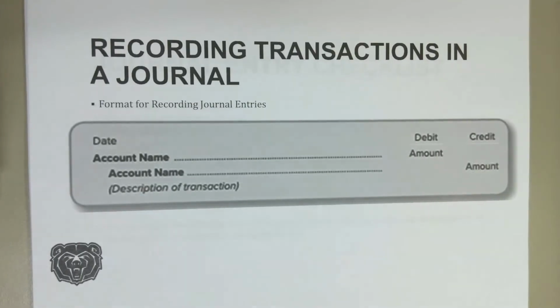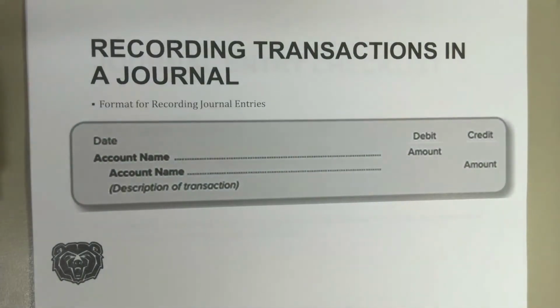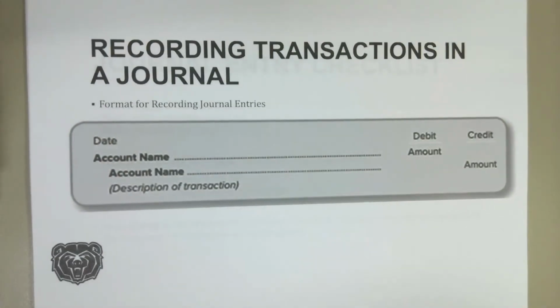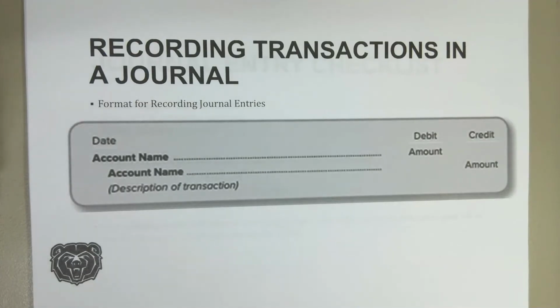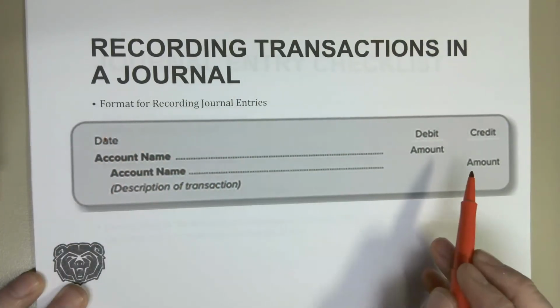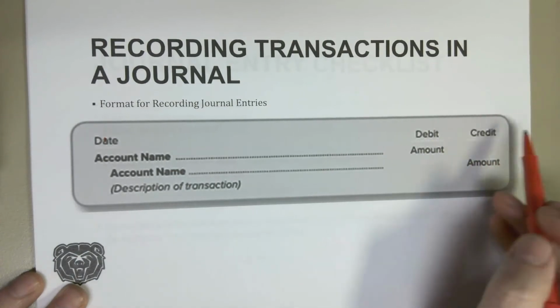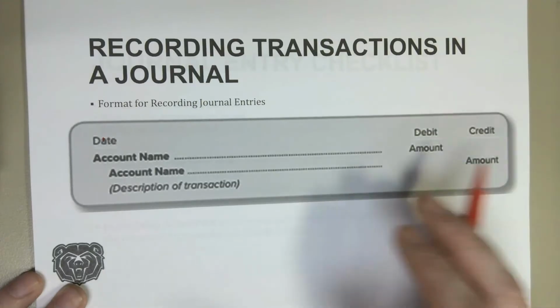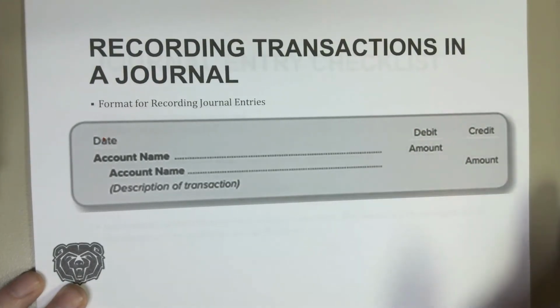Next thing we're going to talk about is recording transactions inside of a journal, okay? And this is where you're going to need to know whether or not you are increasing or decreasing an account with a debit or a credit, okay? So it's very important that we understand this and that you use this format, okay? So when you have a journal entry, you're going to have a date, and then typically you're going to see debit and credit on the left and right. Sometimes you won't see that. It's just understood that if it's on the left, it's a debit. If it's on the right, it's a credit, right?